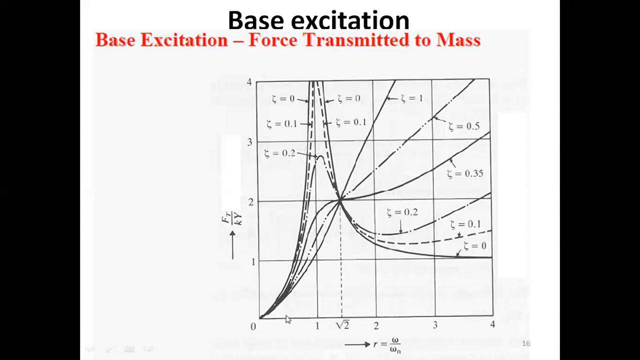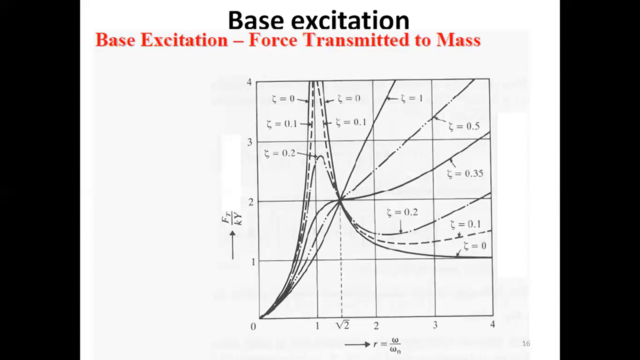However, as we increase the frequency ratio or frequency of excitation, and as we come near to the resonance, then the maximum amount of force would be transmitted to the mass m. But it depends upon the value of zeta, the damping ratio. The smaller the damping ratio, the more force is transmitted. So if we want less force transmitted at the resonance, we have to increase damping in the system.